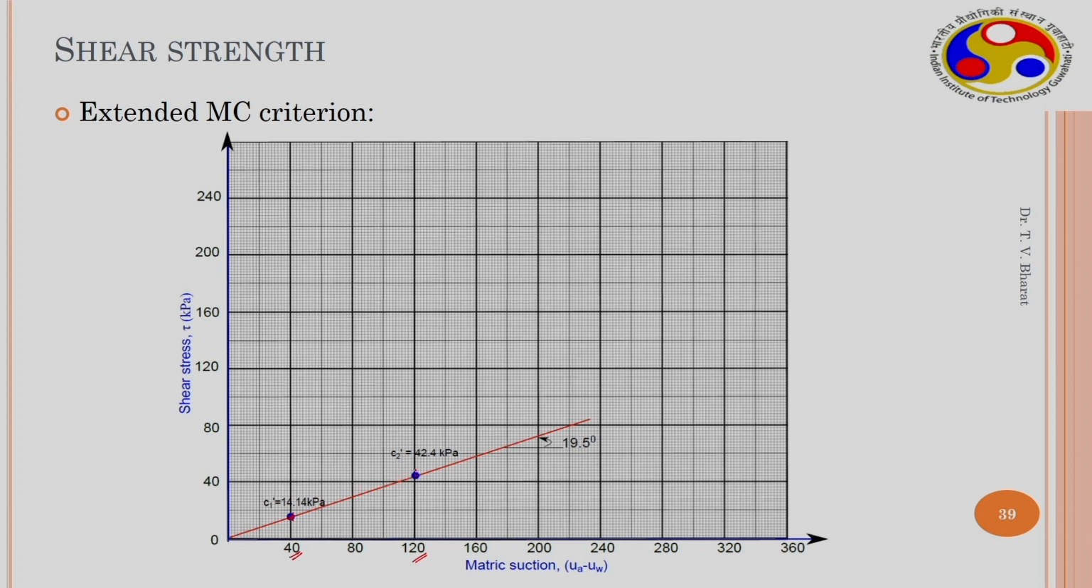So, when these two test data are plotted on the tau f versus matrix suction plot and you draw the straight line joining these two points, the line passes through the origin. So the cohesion intercept C dash is equal to 0, which is at a matrix suction of 0. This we obtained graphically. Now, the angle which indicates phi b is 19.5 degrees. So, this is how we get phi b estimated.